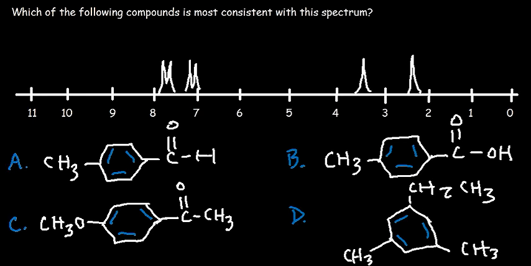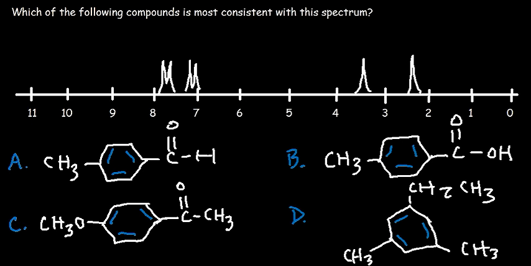Number 2, which of the following compounds is most consistent with this spectrum? So take a minute, feel free to pause the video and see if you can get the right answer. So do you think the answer is A, B, C, or D? Now notice that we have a few different functional groups. We have an aldehyde, carboxylic acid, a benzene ring, and a ketone.